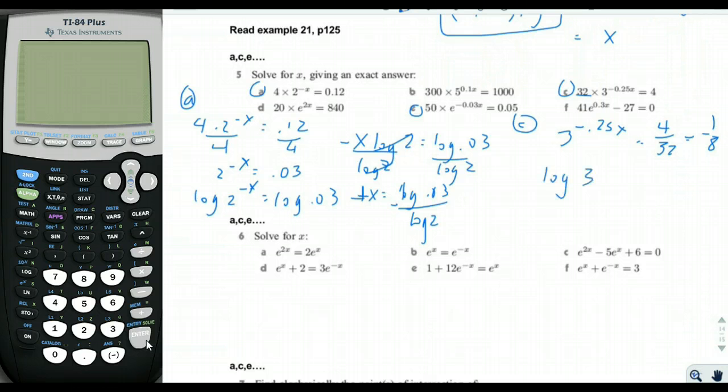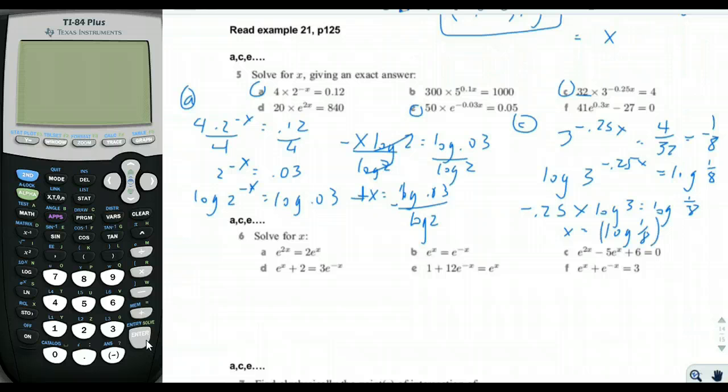So you take the log of 3 to the negative 0.25x is equal to the log of 1/8. So now we can put the exponent out front. And then we have log of 1/8. And then you have x is equal to the log of 1/8 divided by negative 0.25 log of 3.